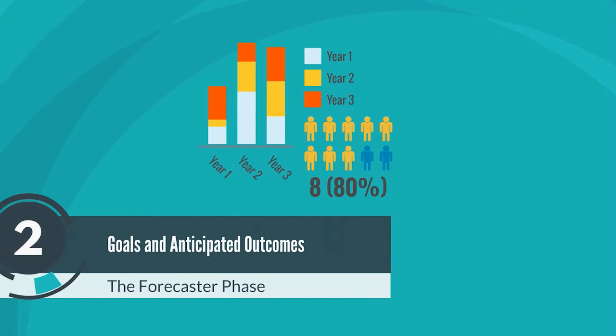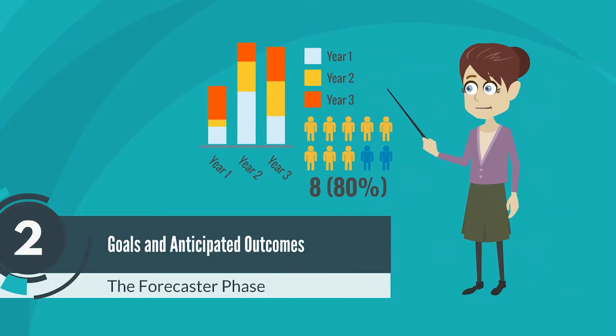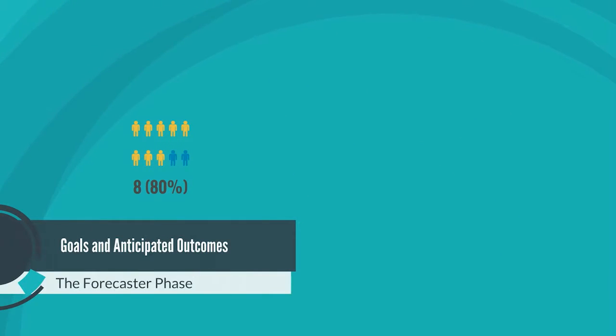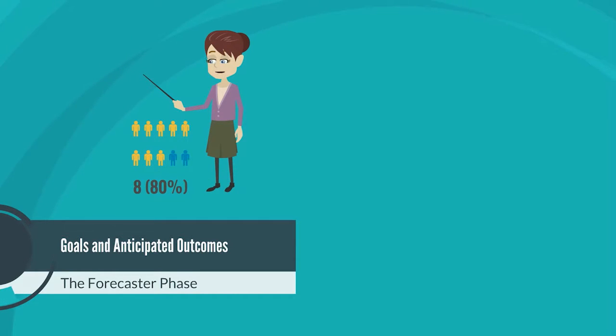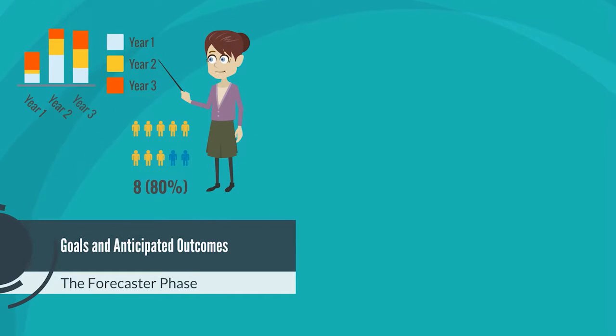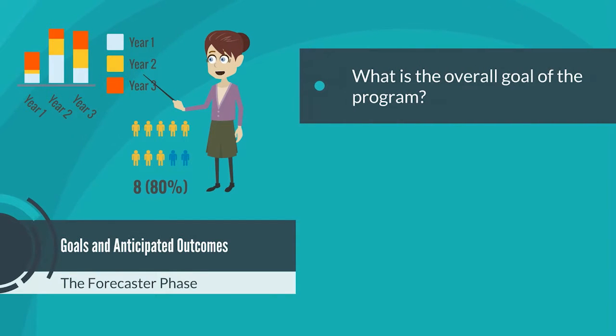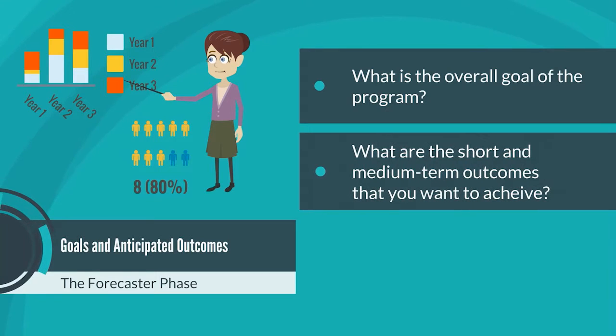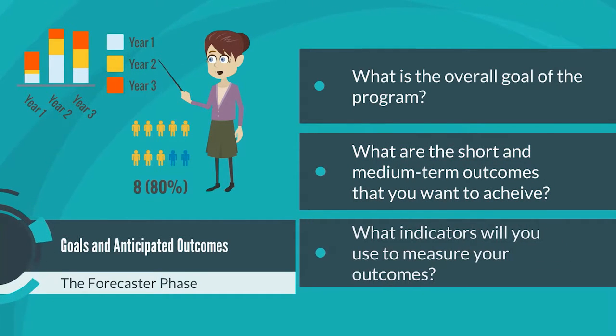The second part is goals and anticipated outcomes, or the forecaster phase. Here you will describe the program goal and the outcomes or results you are trying to achieve. In this section, you will answer questions such as, what is the overall goal of the program? What are the short and medium-term outcomes that you want to achieve? What indicators will you use to measure your outcomes?